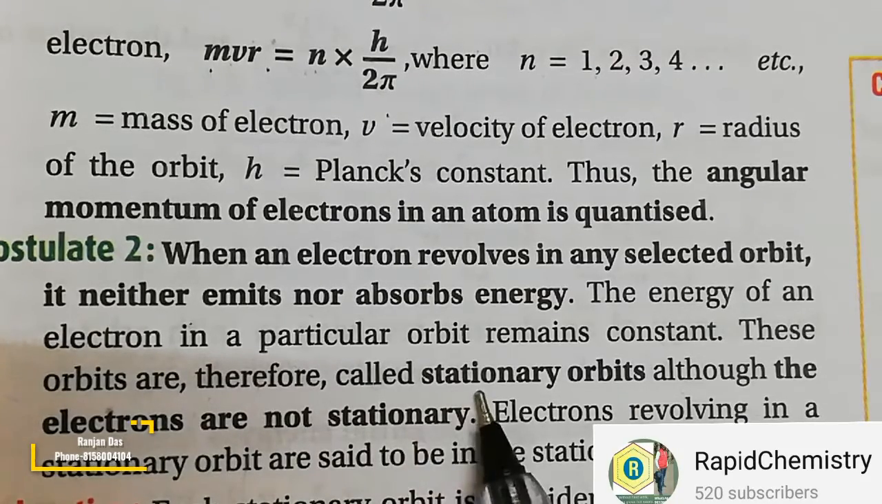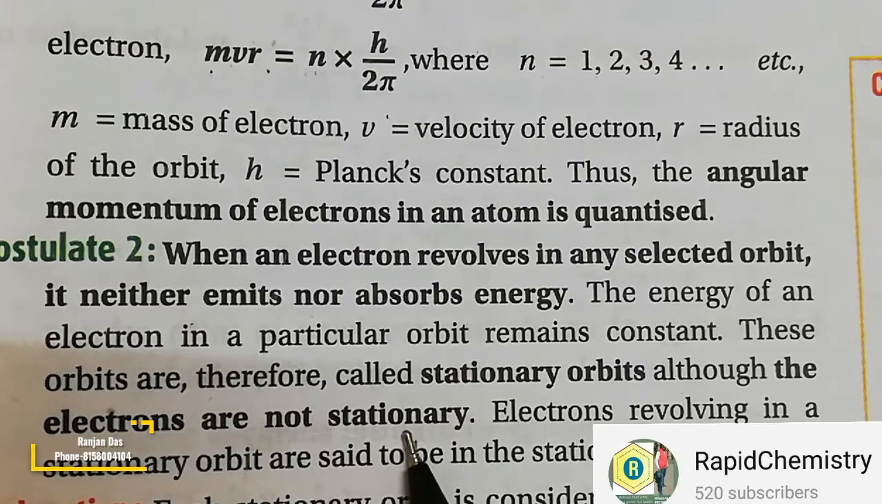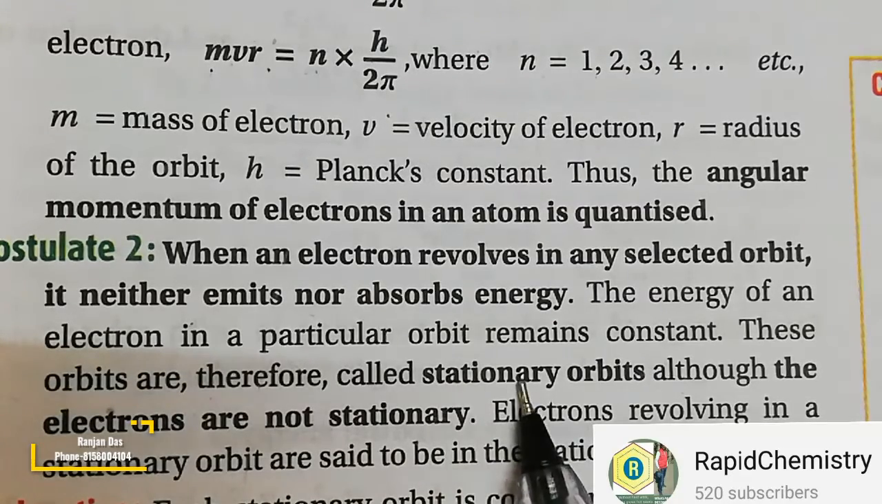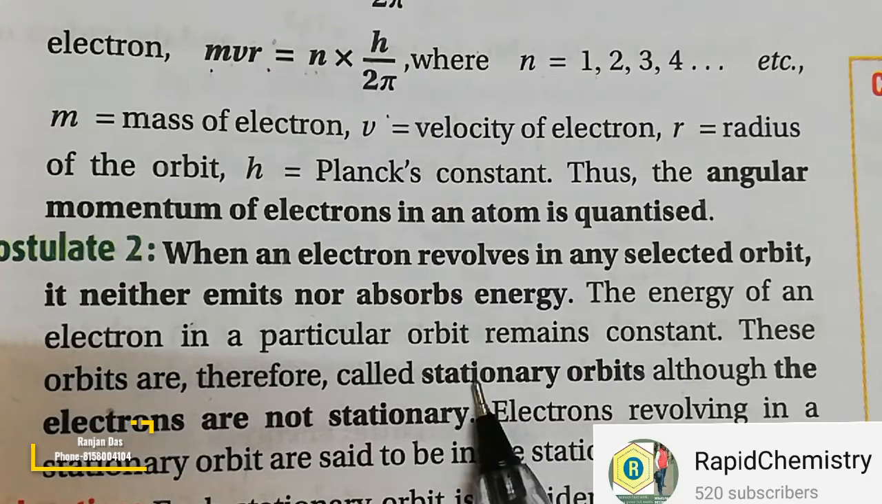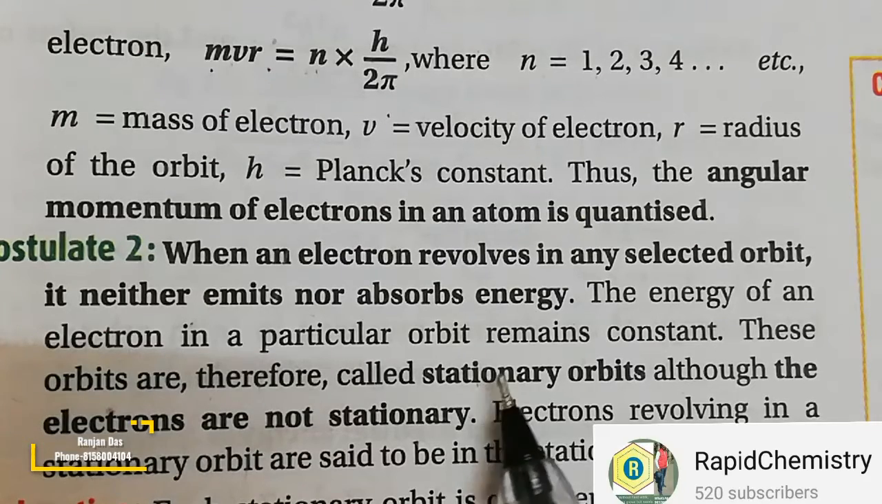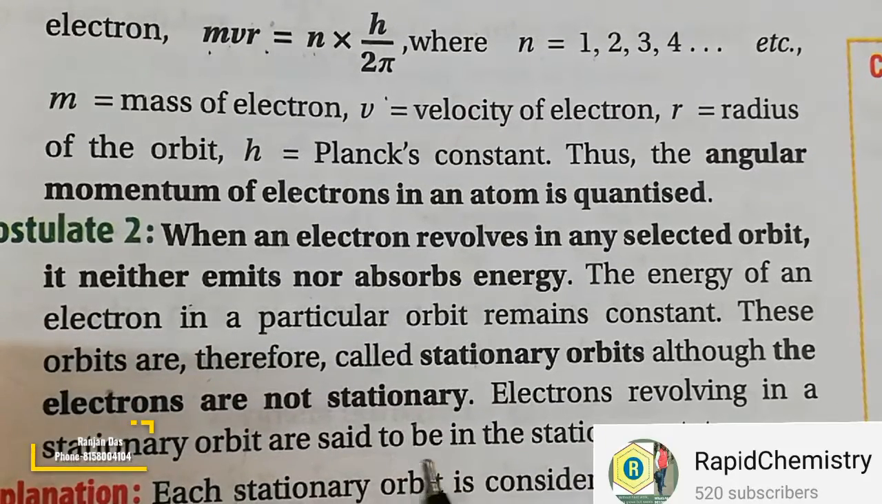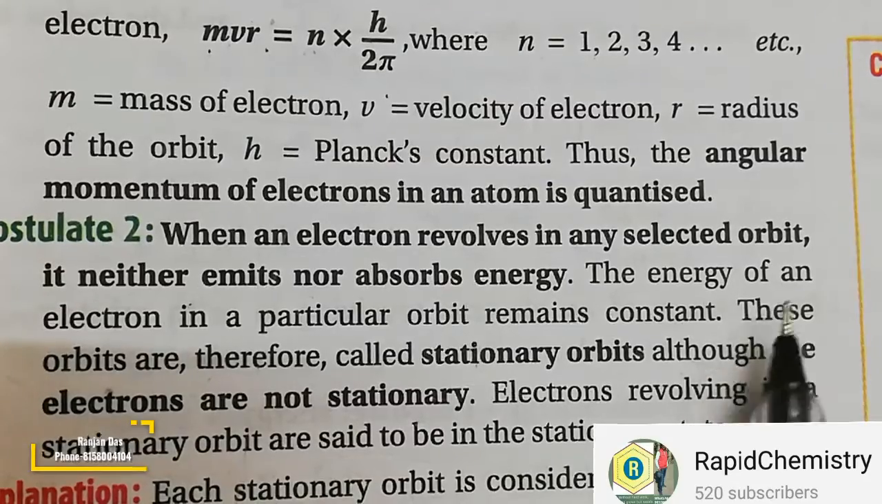So there may be a misconception regarding stationary orbit. What is stationary here? Here the stationary is the energy of the electrons. The electrons are not stationary, but their energy is. Electrons revolving in a stationary orbit are said to be in the stationary state.